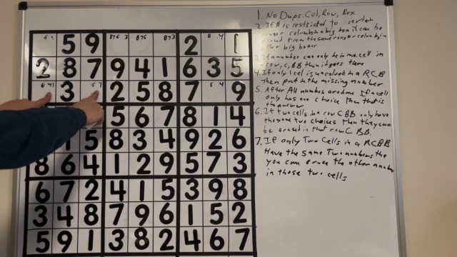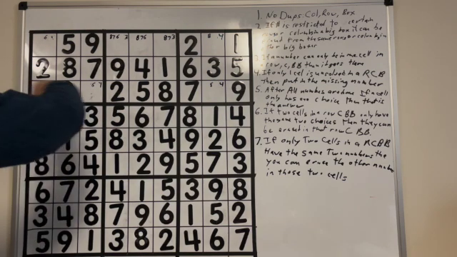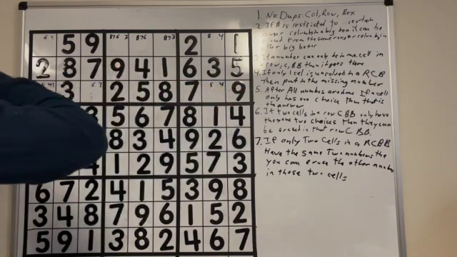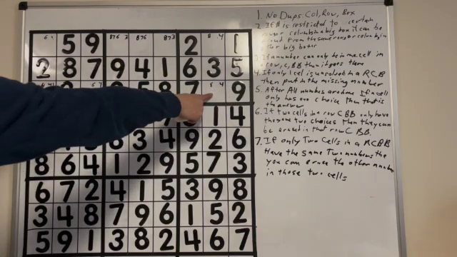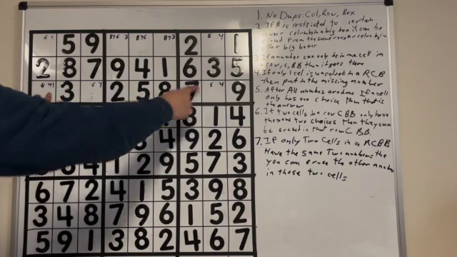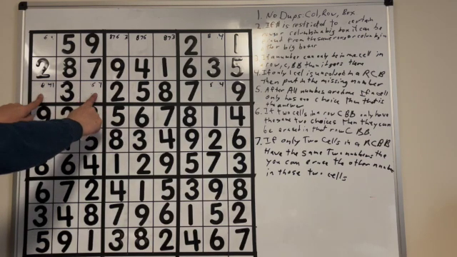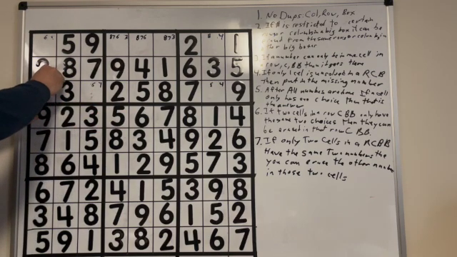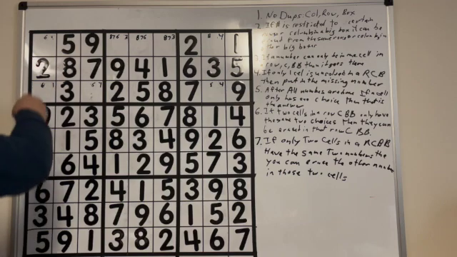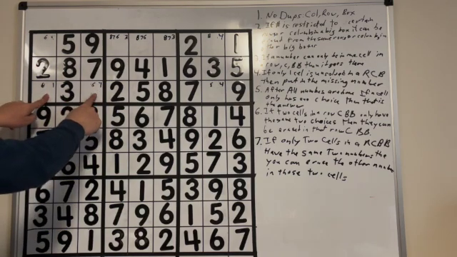Are there any other 6s or 1s in this row? No, only an 8 and a 4. 6 1 6 1, and no 6 1s anywhere else. These 2 have to be 6 and 1. Since we know that, we can erase this 4. This 4 can go because 6 1 6 1 are all by themselves. They have to be 6 and 1 right here.